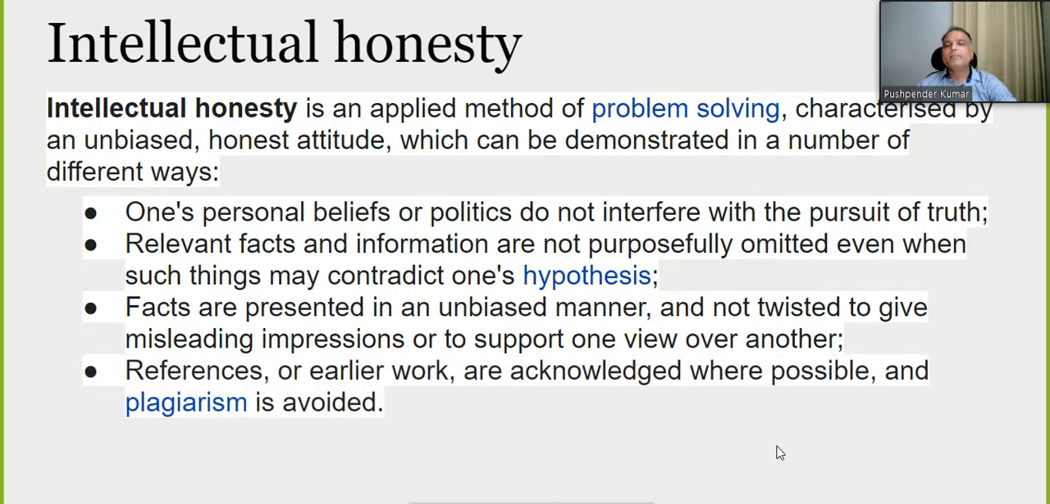And here is a very important thing you can note down: references or earlier work are acknowledged where possible, and plagiarism is avoided. So that is another very important reflection on intellectual honesty, that you're not copying, you're not taking information. Even if you're taking an idea, you need to acknowledge that person, that I have taken this information, this idea, this issue, this problem from this particular review of literature, you need to acknowledge that source. Now, we have been talking about intellectual honesty.